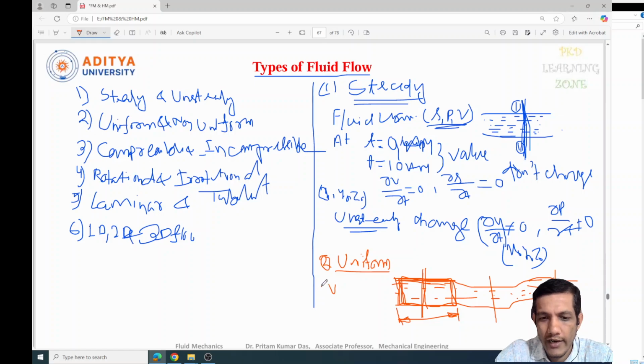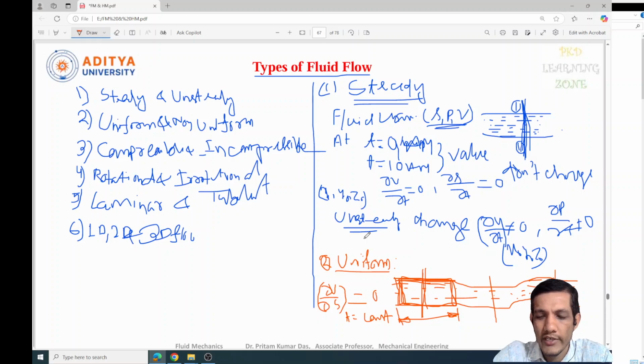So what can you write for this? Del V with respect to del S equals 0. And one more thing, we need to consider the time constant at a particular time, as I told you. Just note down this definition. What is uniform flow?